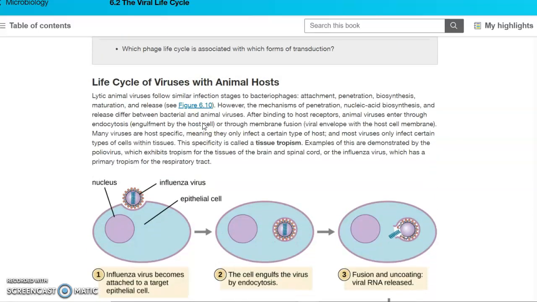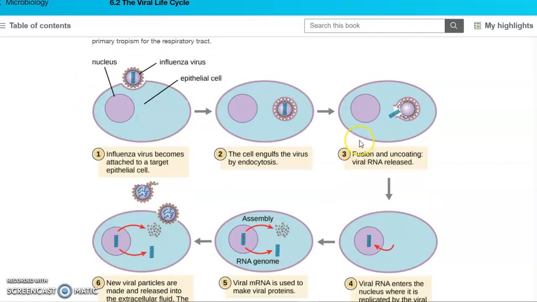Now, if we switch gears a little bit and look at the life cycle of viruses with animal hosts, we see a little bit of a difference. Lytic animal viruses have a life cycle that's very similar to the lytic cycle of bacteriophages: attachment, penetration, biosynthesis, maturation, and release. It's fairly similar. However, the mechanisms for penetration, biosynthesis, and release are going to be different when we're comparing bacteriophages and animal viruses.